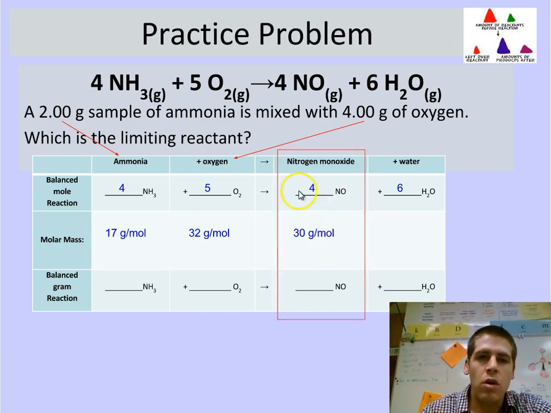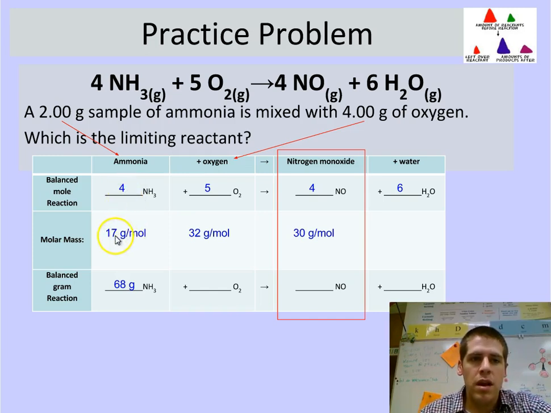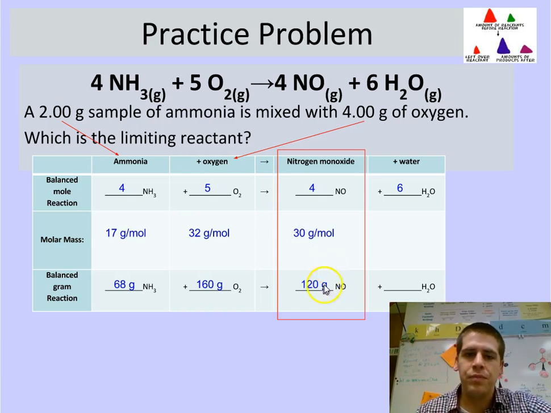Okay. Now, I'm going to only choose one product. Let's capture that in our notes as well. You're only choosing one product, okay? And it doesn't matter which one. However, I know that the question is later going to ask me about this one, so that's why I'm choosing that one. All right, so now we're just going to calculate down. 4 moles at 17 grams per mole is going to be 68. 5 times 32 is 160, and 4 times 30 is 120. Okay. Now, this is our balanced gram reaction. This is our proportional relationship that we're going to use in our conversion.